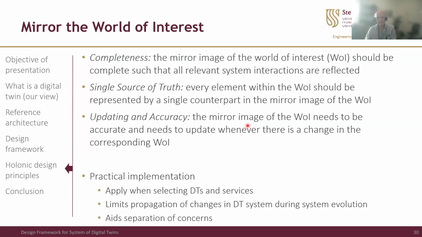So the mirror image of the world of interest needs to keep on updating itself, and that's, as I say, similar to a digital twin notion. So we apply this in the mirroring of the world of interest principles when we decide which digital twins we should have and which services we use. And we found that it's very important in limiting the propagation of changes in the system as the system evolves, because there are very clear boundaries to where a physical change will have an influence, and it also aids in separation of concerns.